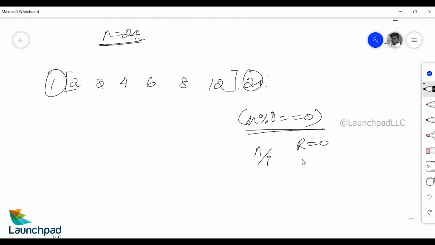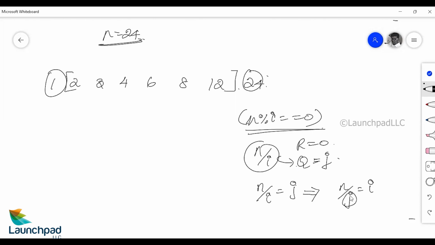Now this gives me a question of what could be the quotient. When I divide a number n by i, I might get a value for the quotient, let me assume, as j. Framing this into an equation, I can say n by i is equal to j, where i is one of the factors of n. And this statement can be reversed in such a way that n by j is equal to i, where j can also be considered as a factor.